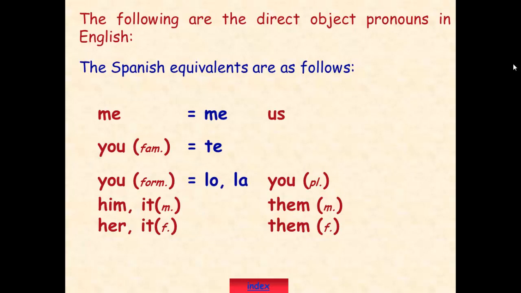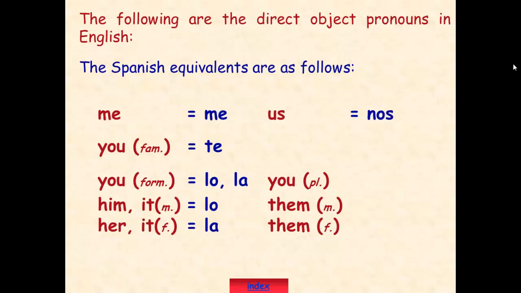Now, if it's a formal you, you would use lo or la, depending on whether it was masculine or feminine. And then him is lo and her is la. Both lo and la can also mean it. I know in class we talk about lo tengo for bingo. Lo tengo means I have it. What is it in this situation? It is bingo. So bingo is masculine, and so you would use lo. So lo tengo.